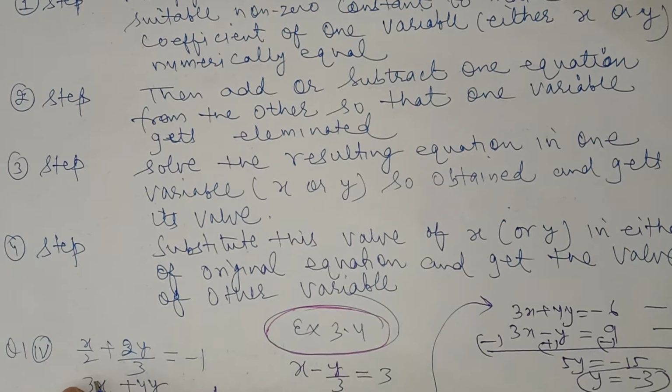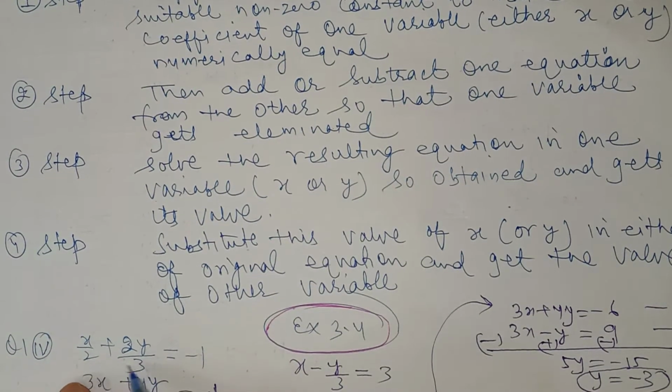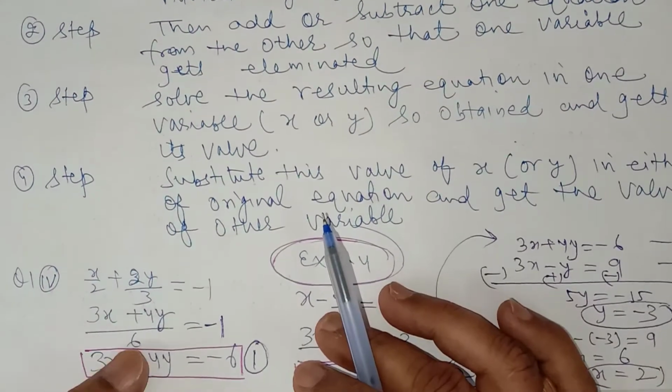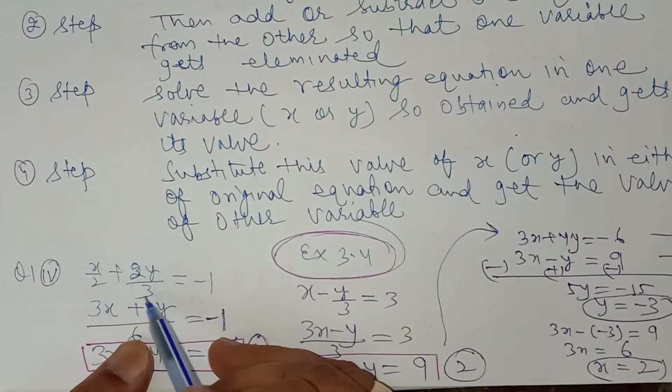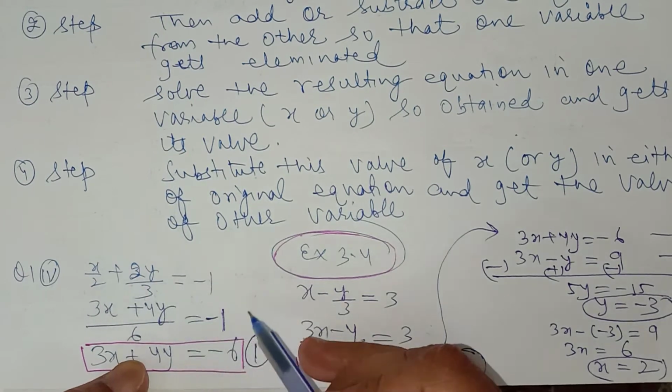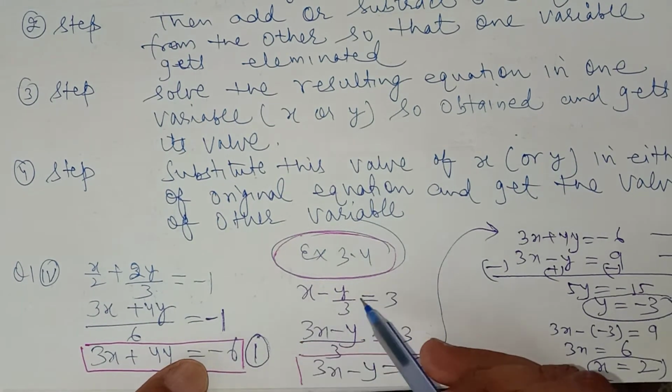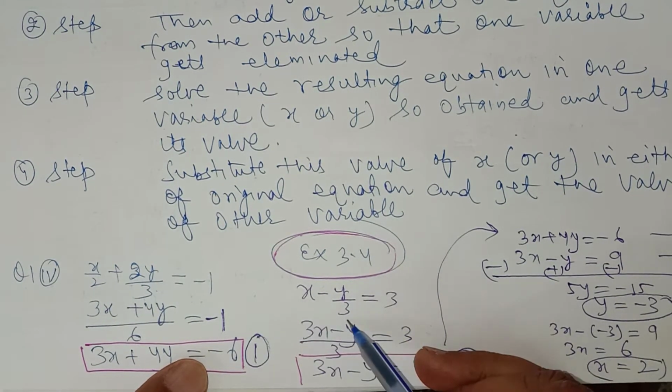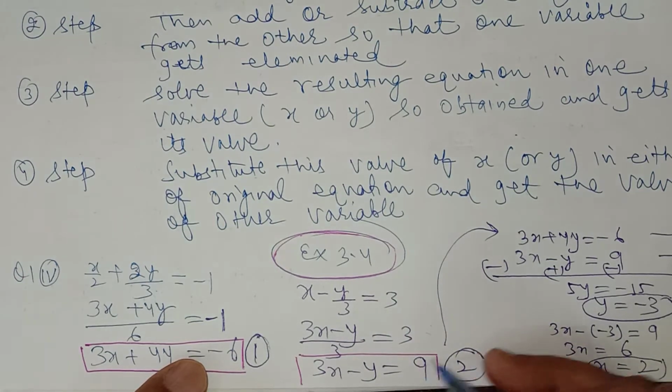Now question number 1, I am taking the fourth part. It is in fractions. First of all, you remove the fractions by taking the LCM. Coefficients are in fractions. The LCM is 6. So it will be 3x plus 4y is equal to minus 6 is the first equation. Again in fractions here, 3x minus y is equal to 9 is the second equation.